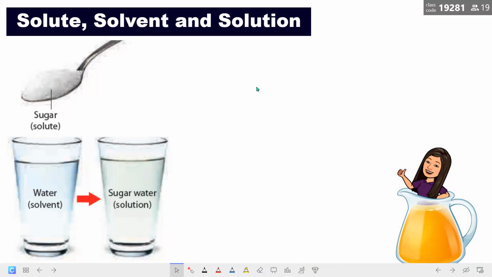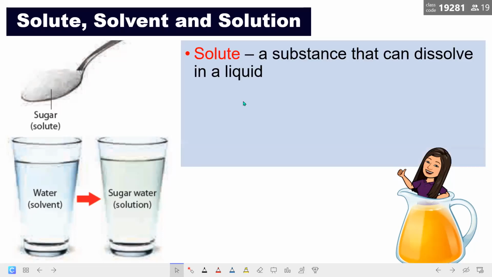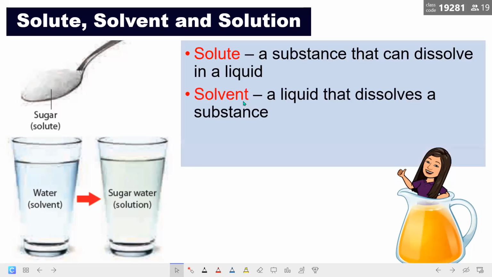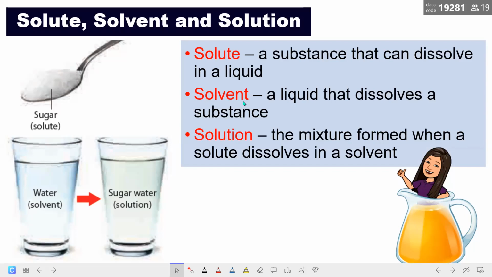All right. So this is very fast. Okay, I've got a solute, I have got a solvent, and then I've got a solution. Okay, a solute is a substance that can dissolve into a liquid. So I give you another example. Okay, here the example is sugar.